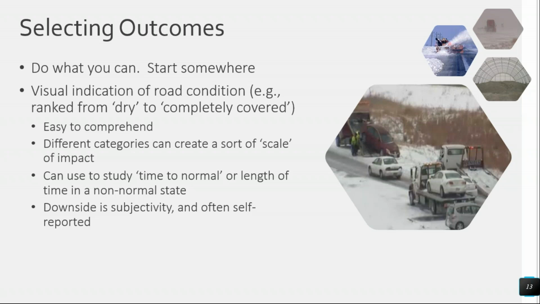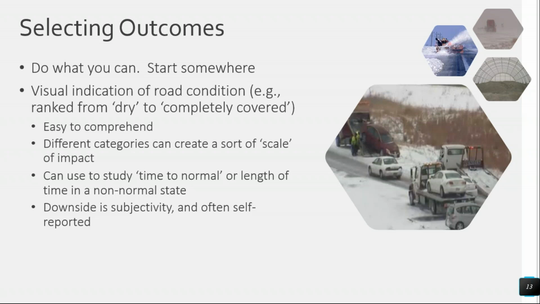How long does it take to get at least one bare wheel path, even if the rest of the lane is covered? And so there's a benefit in using these in that they're pretty easy to comprehend. If you try to describe this road condition outcome to anybody, they would understand. It's like, all right, how long did it take for the roads to return to normal? That's something that most people can get.